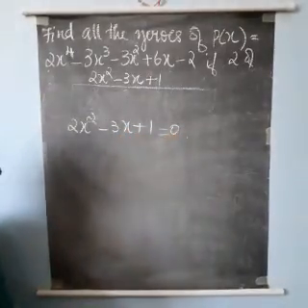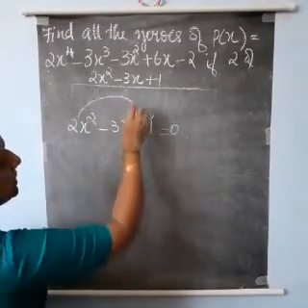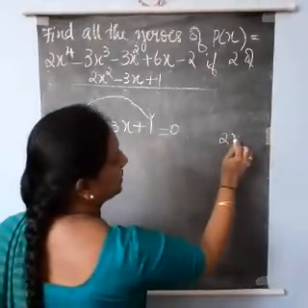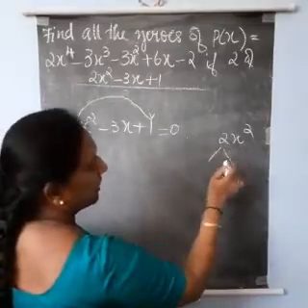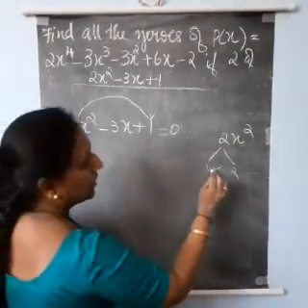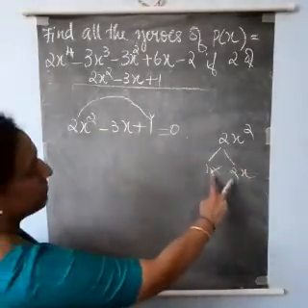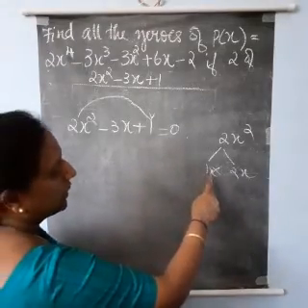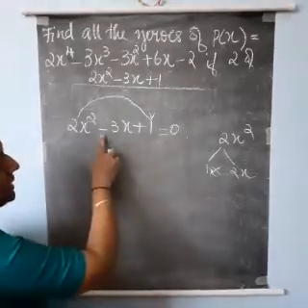Now what happens? You multiply the first term and the third term. That's how you split the middle term, right? So what will I get? I will get 2x squared. Now what are the factors of 2? Factors of 2 is only 1 into 2, right? So 1x into 2x. Now when you add or subtract, we should get the middle term. When you add 1 and 2, we are getting 3, right? But I need minus 3.